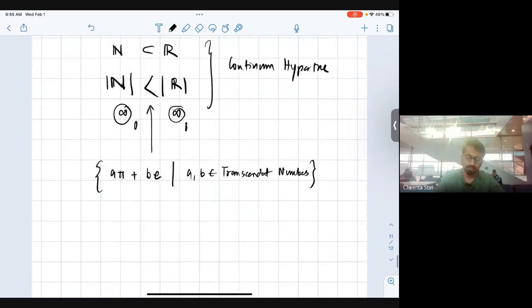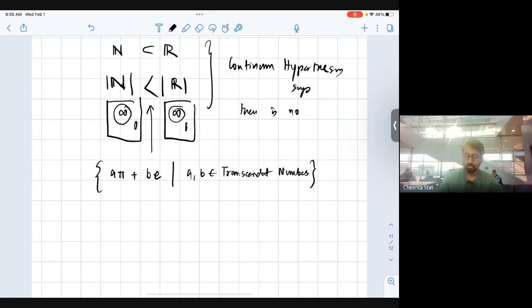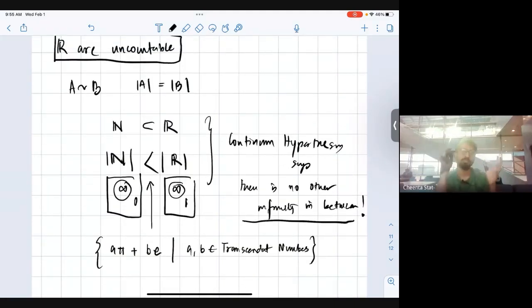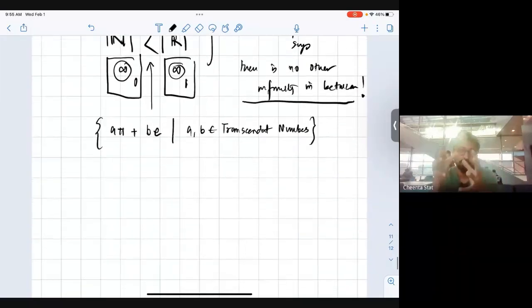So this is the first kind of infinity, this is the second kind of infinity, and the continuum hypothesis says that there is no other infinity in between. This is very interesting. So there is a dichotomy between infinities also. Like this is a larger infinity, this is a smaller infinity. So natural numbers are the smaller infinity, real numbers are the larger infinity.